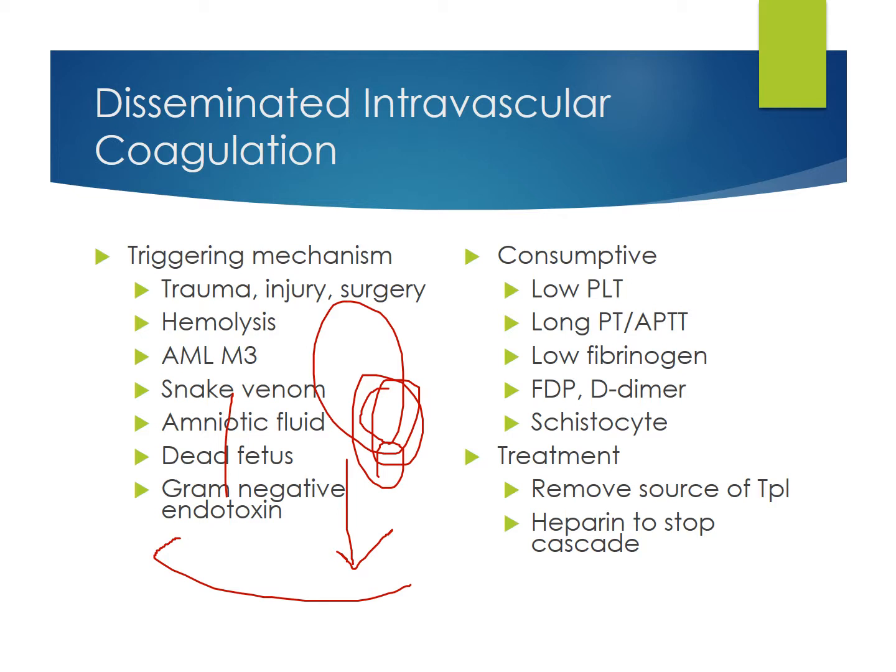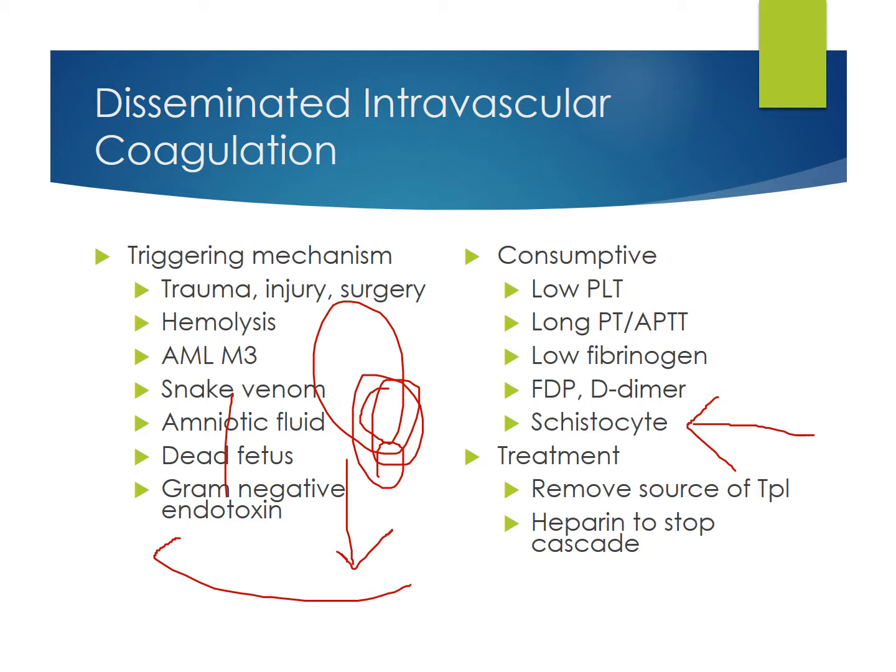Fibrinogen degradation products and D-dimers will be present. And if you remember back to your RBC morphology, the fibrin strands in the blood will tear the red blood cells and form schistocytes. So you will see that morphology on the blood slide. How do we stop this?